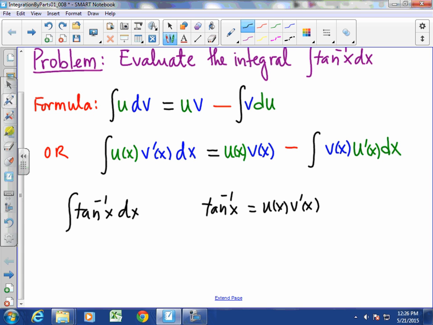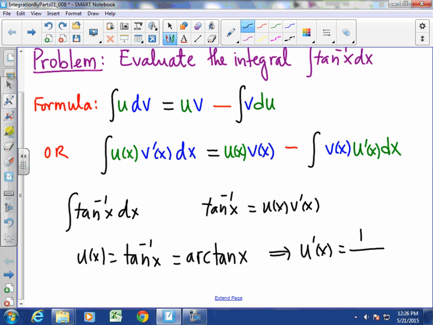v prime to be tangent inverse, to get v will be very difficult because we don't know the integral of tangent inverse. If we did, we won't even be solving by integration by parts. Therefore, we are going to set u of x to be tangent inverse of x, which means arc tangent of x. That means what? u prime is 1 over 1 plus x squared.